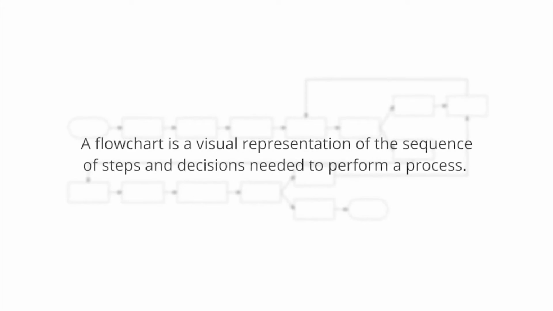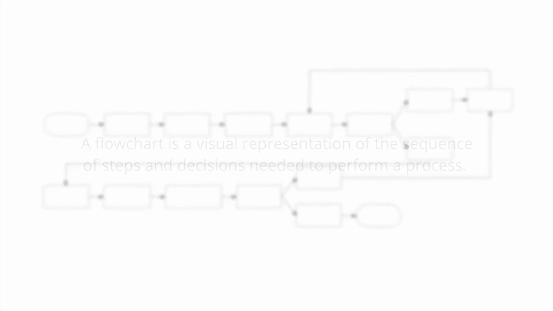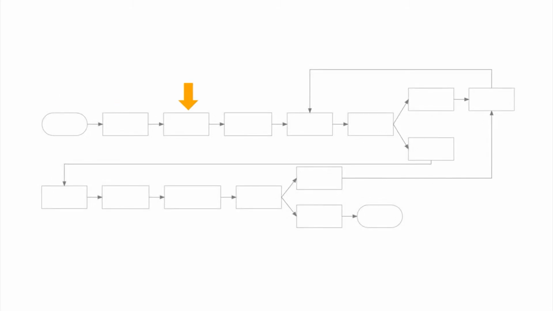What is a flowchart? A flowchart is a graphical representation of steps. It originated from computer science as a tool for representing algorithms and programming logic, but has extended to use in all other kinds of processes.